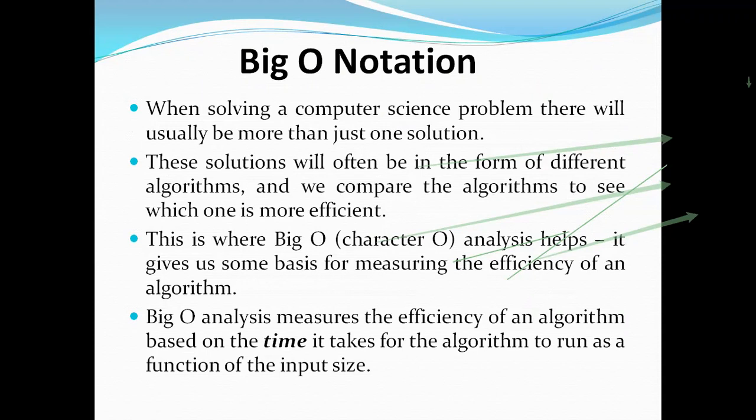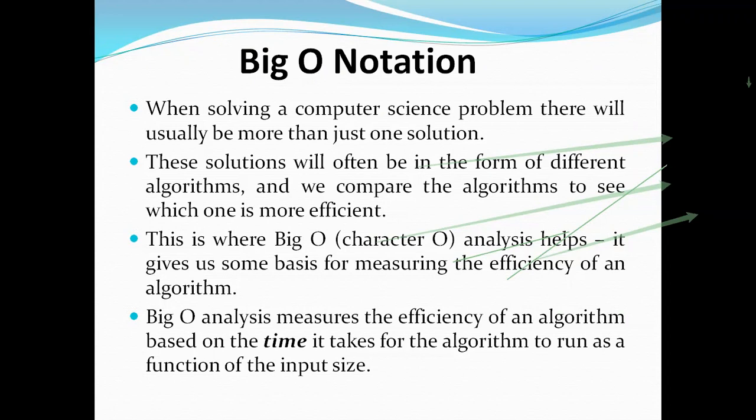When solving a computer problem, there will usually be more than just one solution. So whenever we solve a particular computer problem, we always have multiple methods to solve it. These solutions will often be in the form of different algorithms, and we compare the algorithms to see which one is more efficient. Because we can solve the problem in different methods, we check which method will take more time, which will take less time, which will take more space, which will take less space, and what are my priorities.